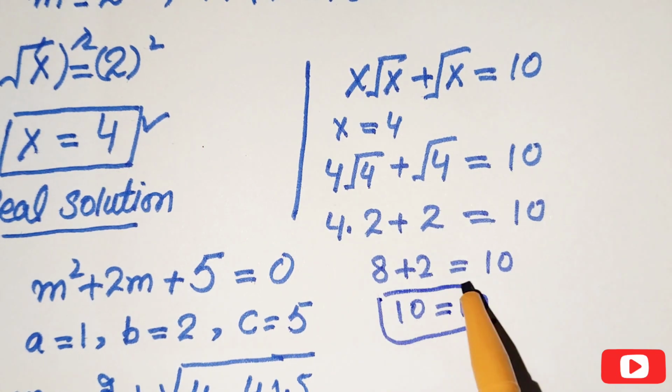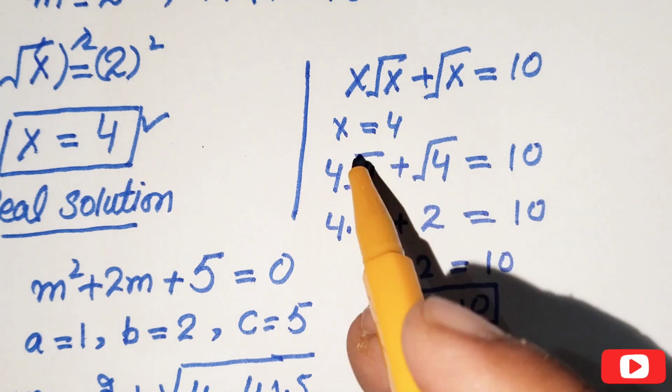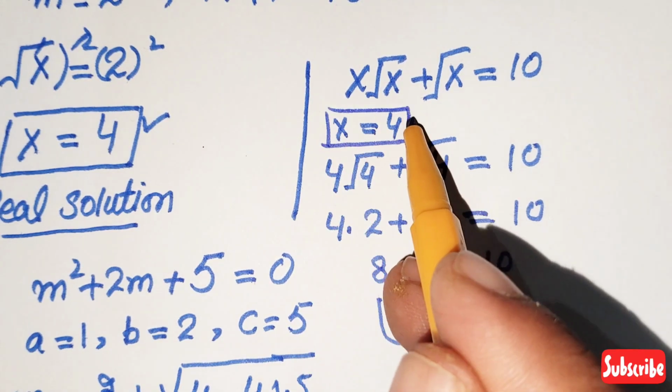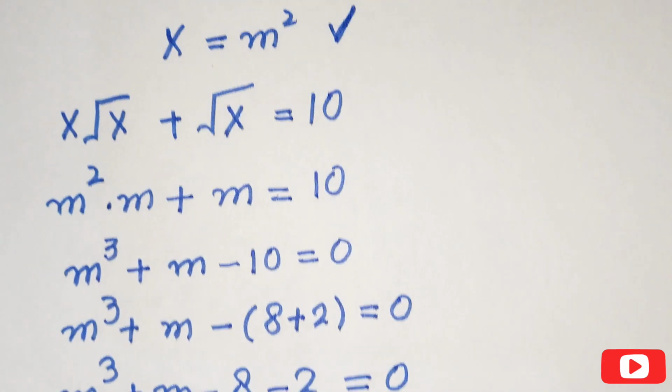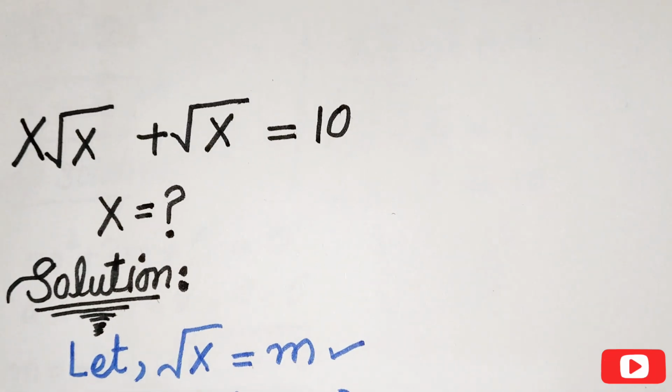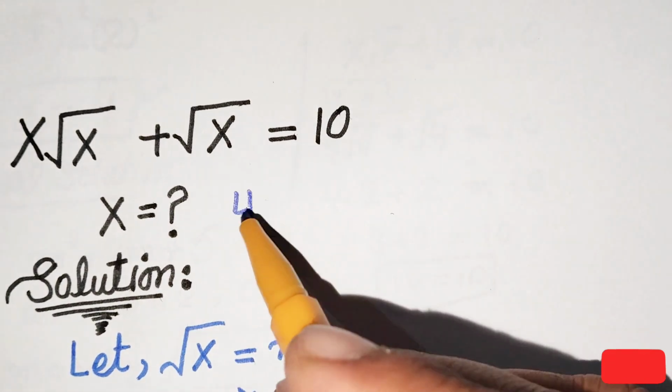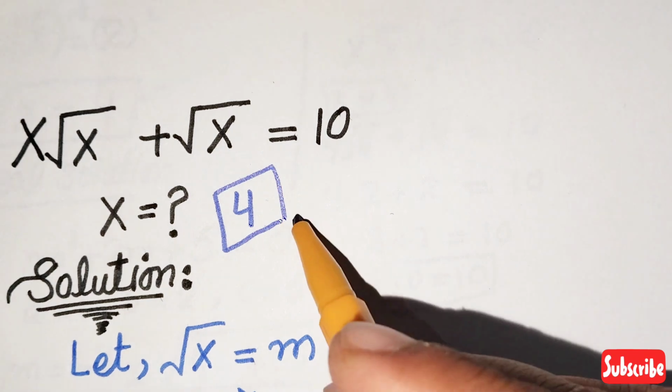Hence the value x is equal to 4 is the correct value. So it is our final result, and both sides are equal. So we have just found our result, as here the value of x is 4, which is our required result.